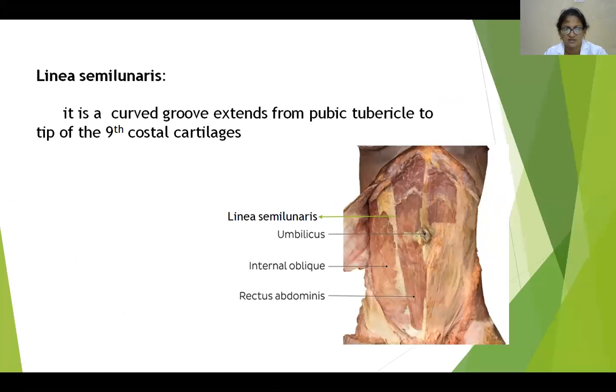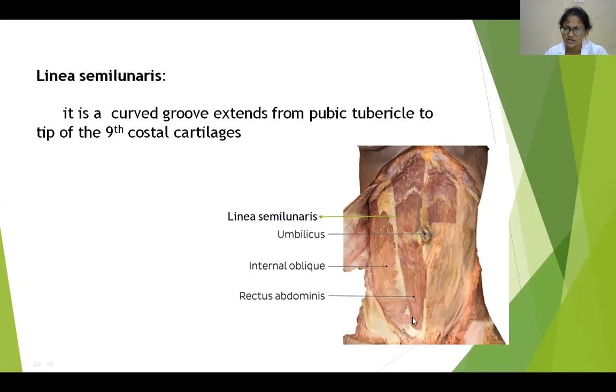Next, coming to the linea semilunaris. This is the linea semilunaris. It extends from the pubic tubercle upwards, up to the tip of the ninth costal cartilage.